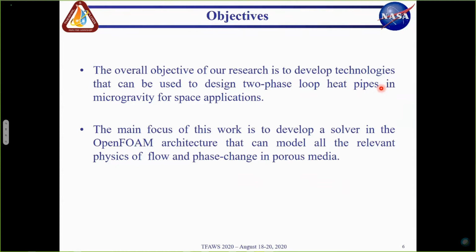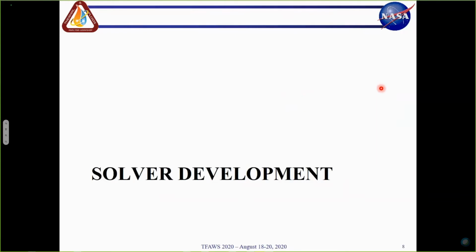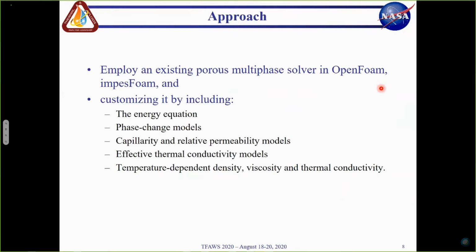So the overall objective of our research is to develop technologies that can be used to design two-phase loop heat pipes in microgravity for space application. From the above discussion, we can easily say that porous media is the most important part of the loop heat pipe system, as both capillarity and the phase change take place inside the porous media. As a result, the main focus of our work is to develop a solver in the OpenFOAM architecture that can model all relevant physics of flow and phase change in porous media.